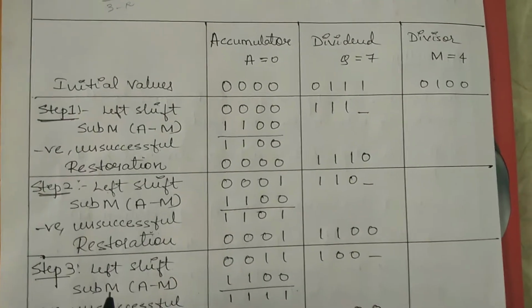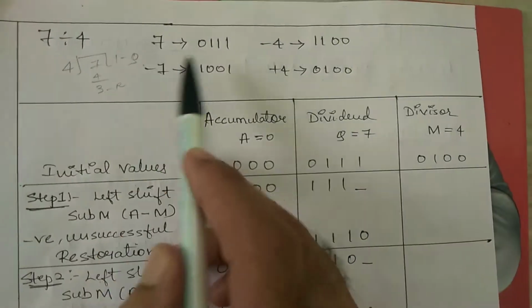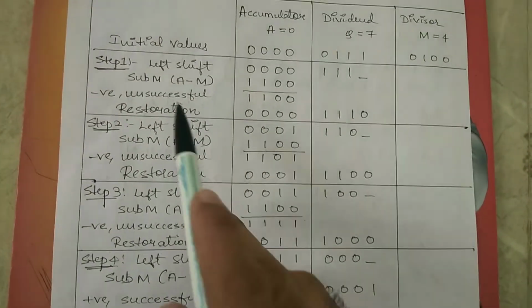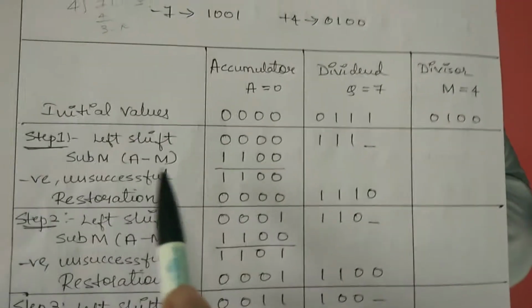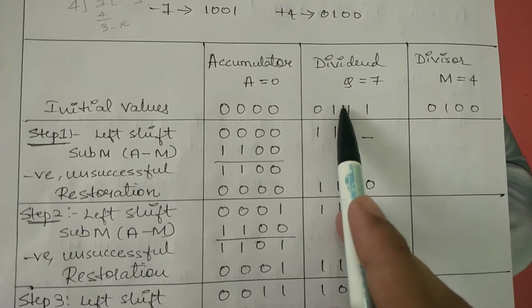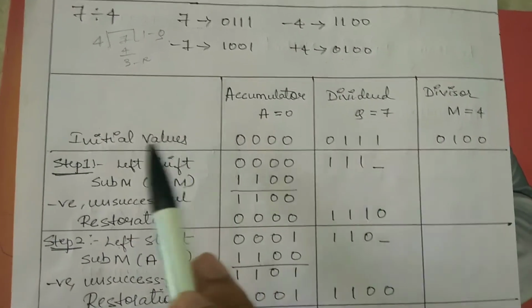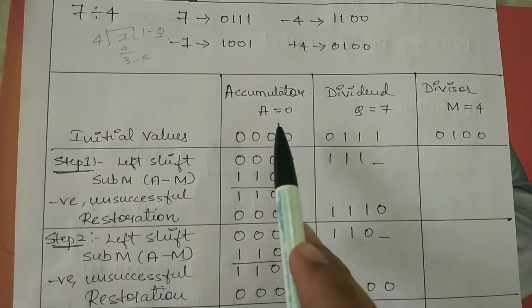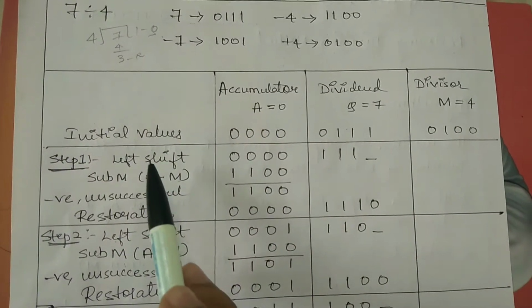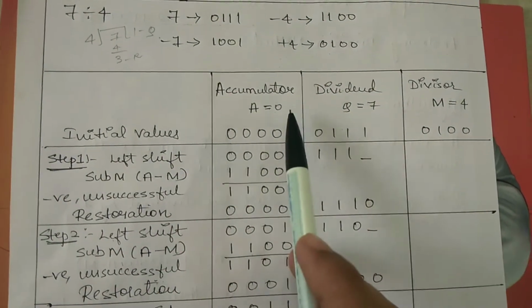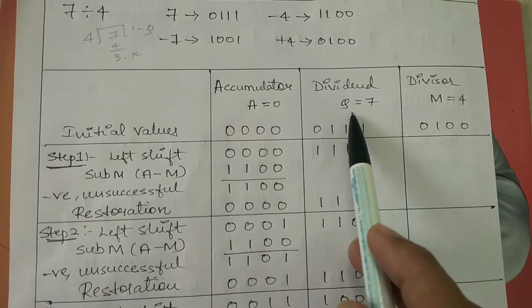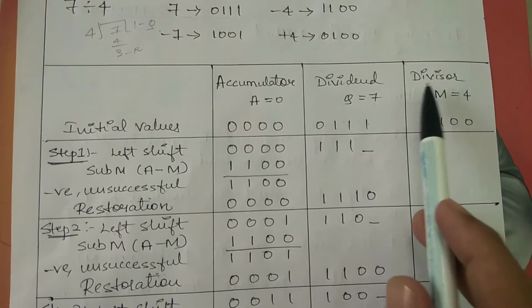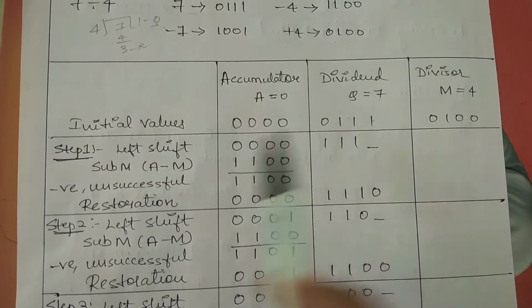So this is a table, and since 7 is a 4-bit number, there are 1, 2, 3, 4 steps, and this is accumulator, this is dividend, this is divisor. Here dividend is 7, divisor is 4, and accumulator is 0. So let's write the initial values. Initial values means the accumulator value is 0, so 0, 0, 0, 0, and dividend is 7, 0, 1, 1, 1, divisor is 4, 0, 1, 0, 0.